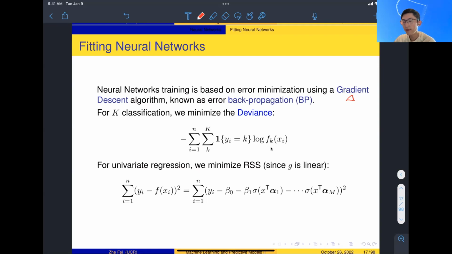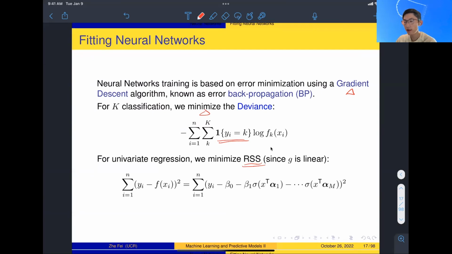So first we want to define the objective, or the loss that we want to optimize, right? So for classification, for example, the loss can be defined as the deviance in the following formula, right? So this is essentially saying for each class, what is your deviance, and you take the summation. So the objective is to minimize this deviance. And similarly, for univariate regression, we are familiar with the residual sum of squares, right? And we want to minimize that.